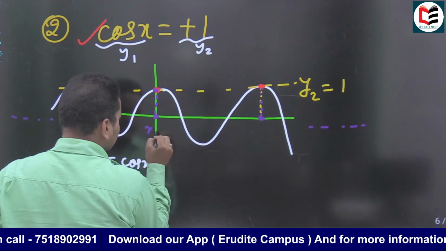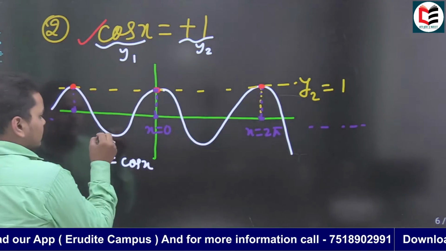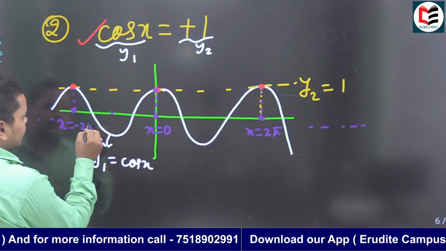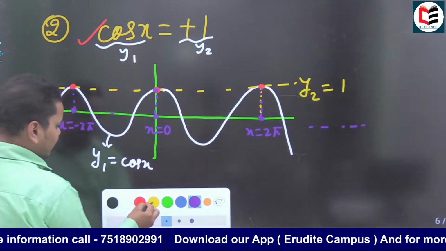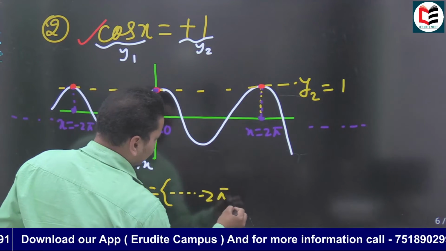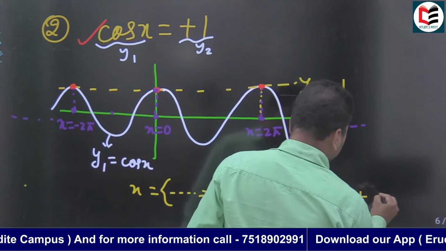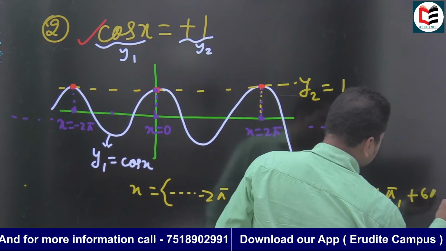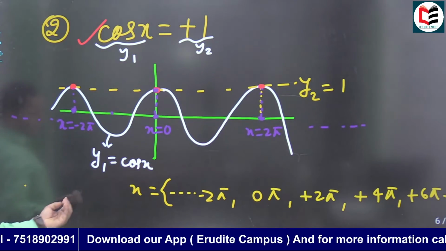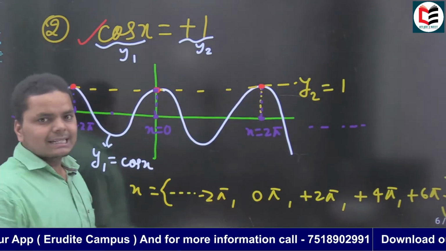This is x equal to 0, this is x equal to 2 pi, and here this point is x equal to minus 2 pi. So concluding our answer, we get x equal to ..., minus 2 pi, 0, plus 2 pi, plus 4 pi, plus 6 pi, and so on. Similarly on the other side, minus 4 pi, minus 6 pi, minus 8 pi, and so on. These are the values.